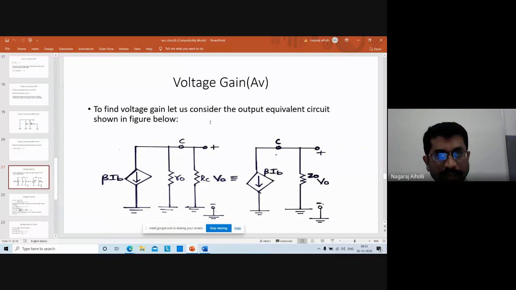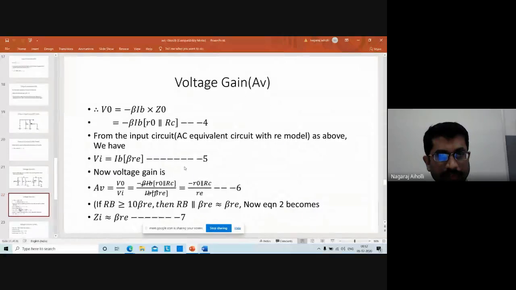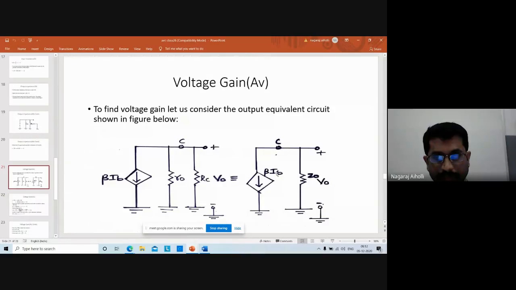Now we have to find the voltage gain AV. The voltage gain is V0 by Vi. Let us find V0 first. V0 is equal to minus beta IB into Z0. Current entering is positive, current leaving is negative. Here the current is moving into the ground side.